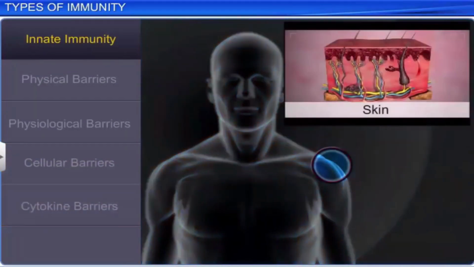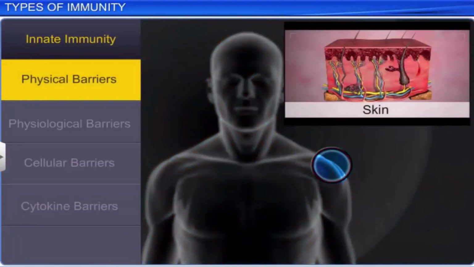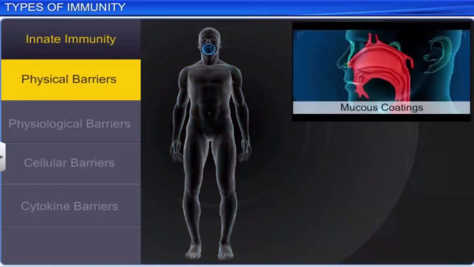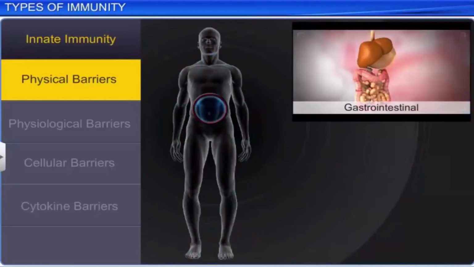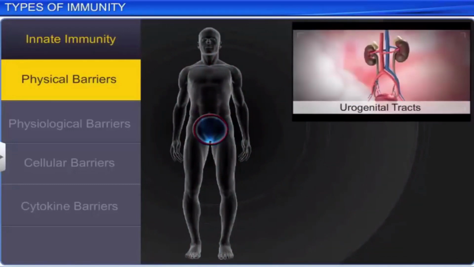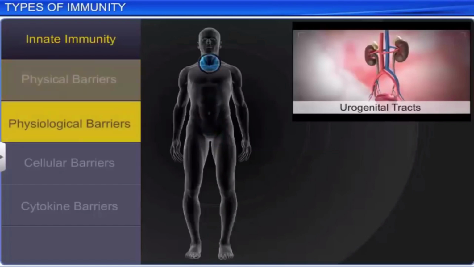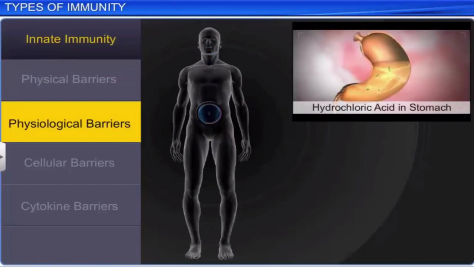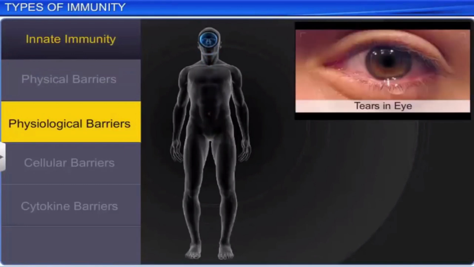The skin on our body is the main physical barrier to the entry of microbes. The mucous coatings of the epithelial lining of the respiratory, gastrointestinal, and urogenital tracts inside the body are also physical barriers to microbes as they trap them. Saliva in the mouth, hydrochloric acid inside the stomach, as well as tears in the eyes, act as physiological barriers to microbial invasion.